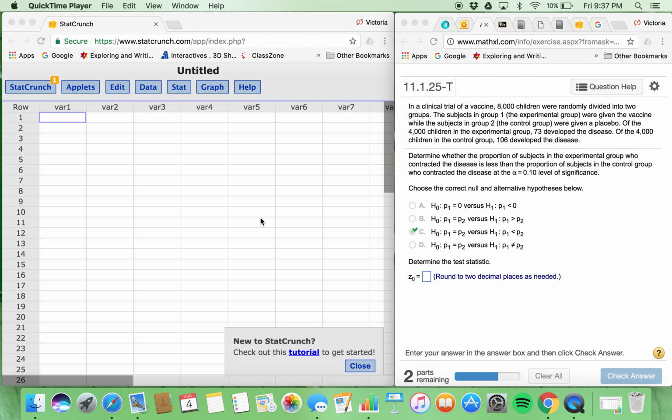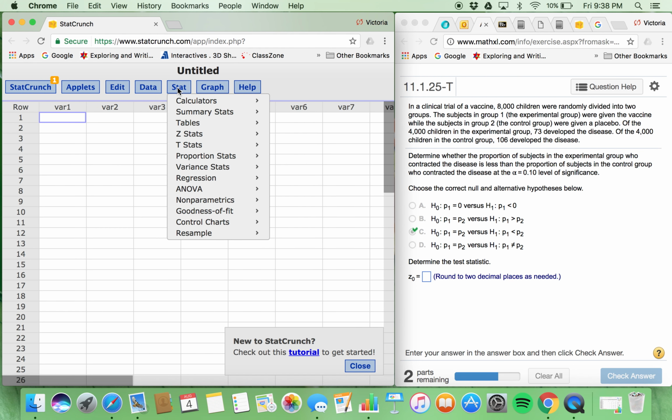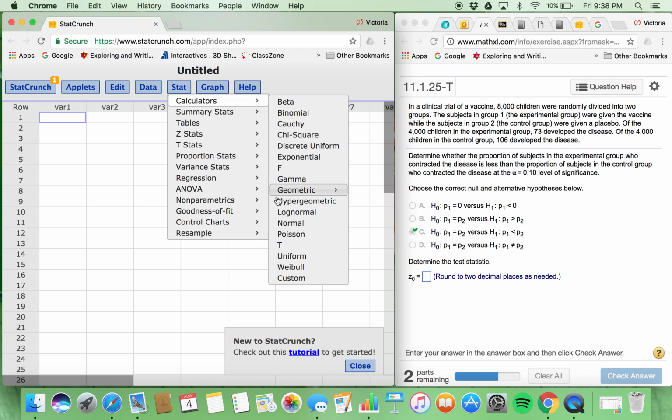Okay, Mayra, so it looks like this one is a little bit different than the one you did before because this one is a hypothesis test instead of being a confidence interval. So just like before, you can calculate that z-statistic by using the stat and then calculators and then normal calculator.